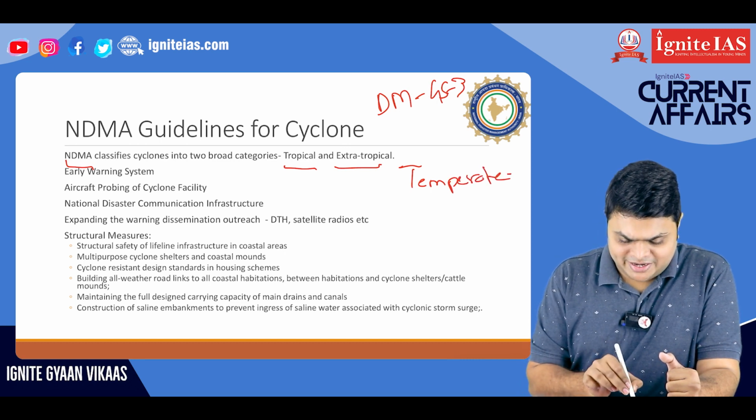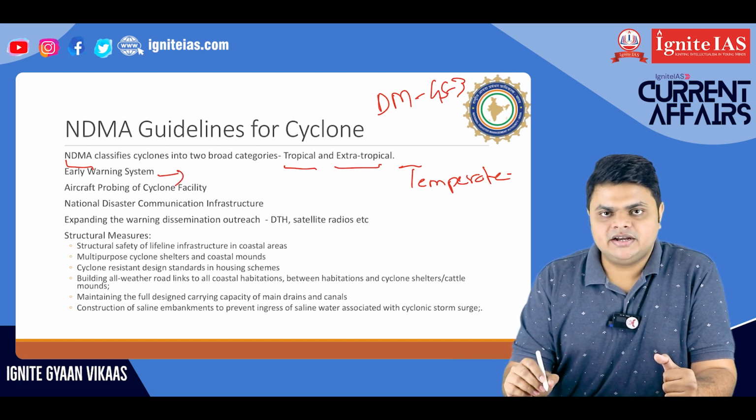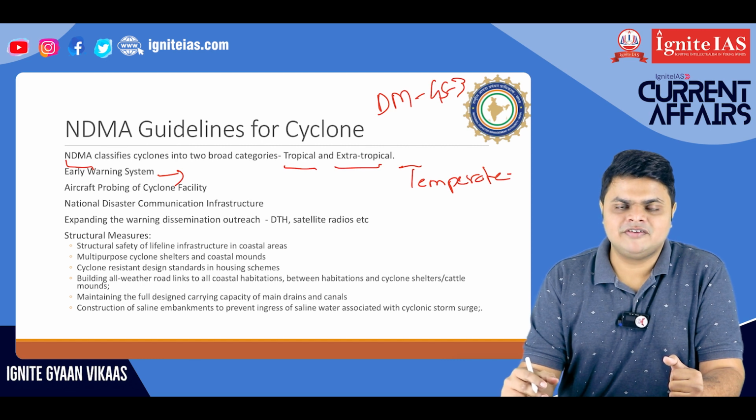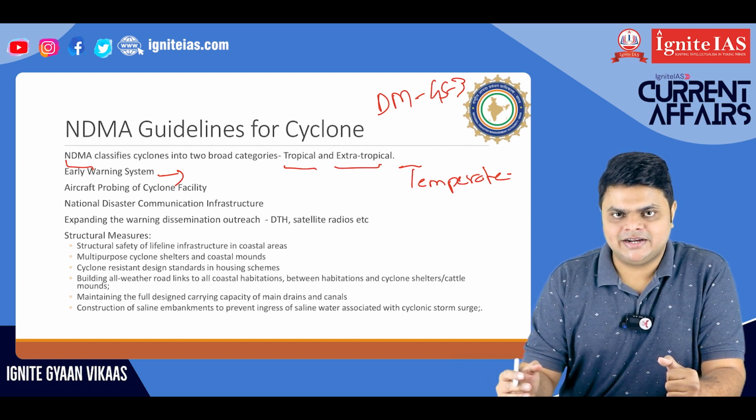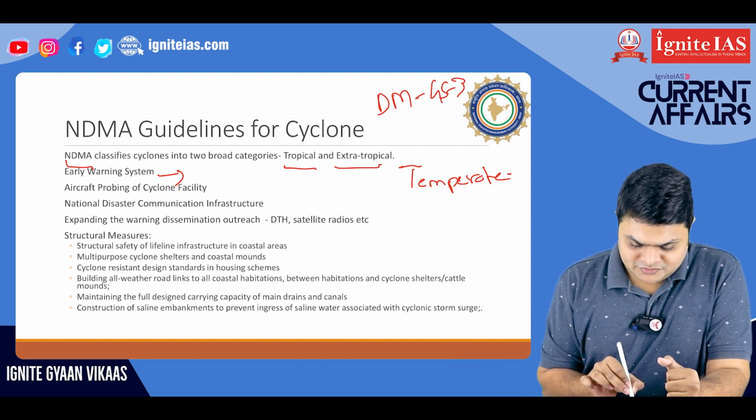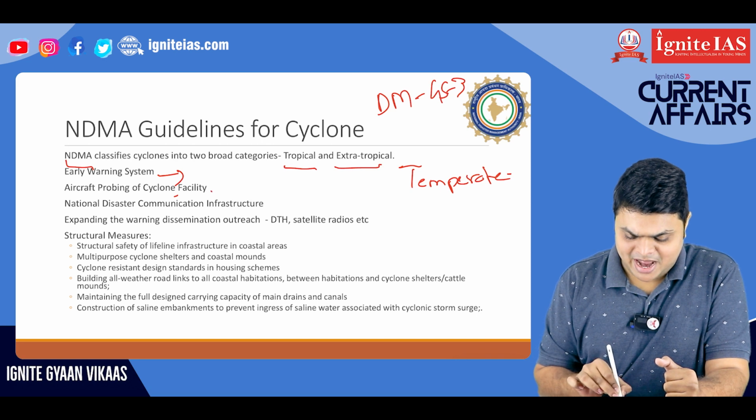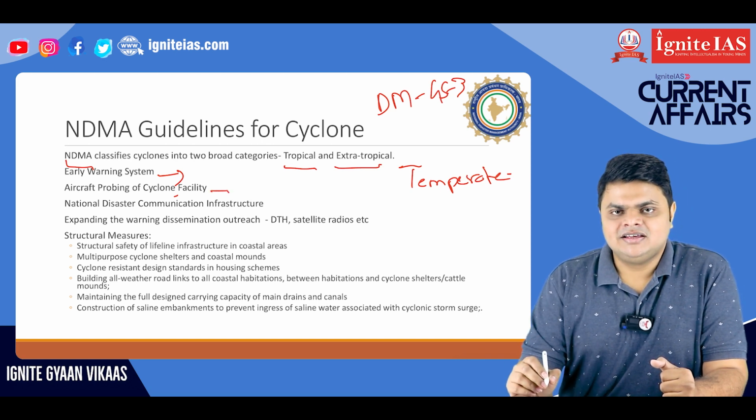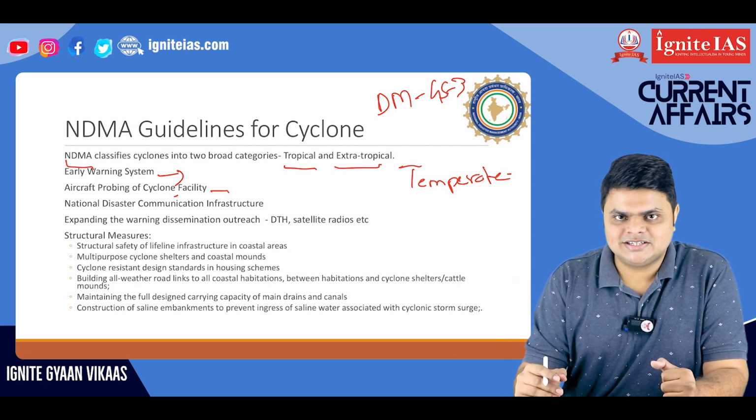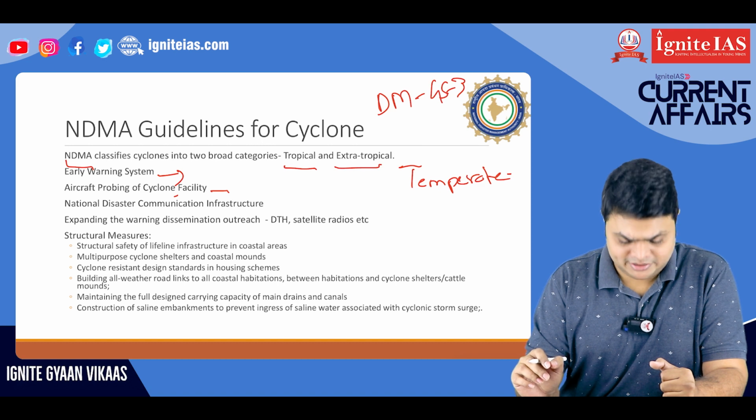Now, what are the NDMA guidelines in brief? It says that there should be an early warning system, which tells when the cyclone will occur, when the landfall will be, and how much destruction it can cause, so that people can prepare accordingly. Next, aircraft probing of cyclone facility. NDMA requires that the government should have aircraft probing. This can be a manned or unmanned aerial vehicle which sees the cyclone from upper levels, studies the nature of the cyclone, and can give a precise warning.